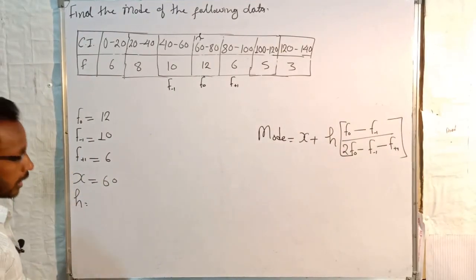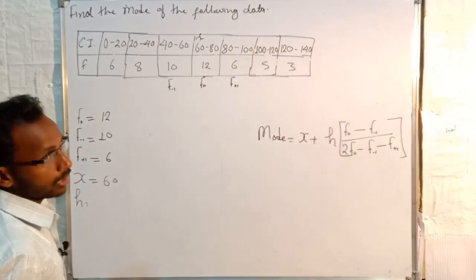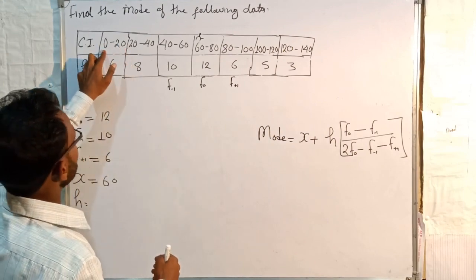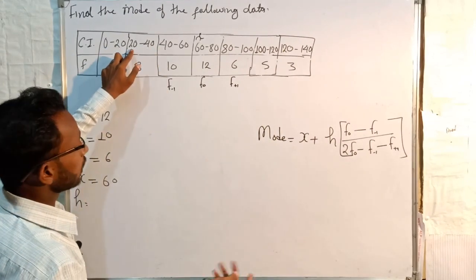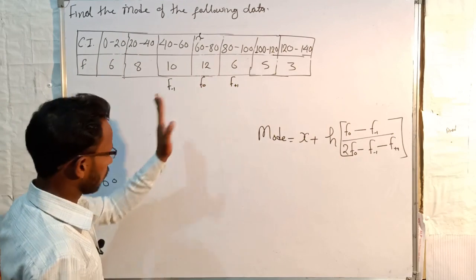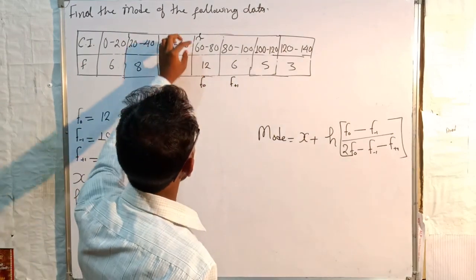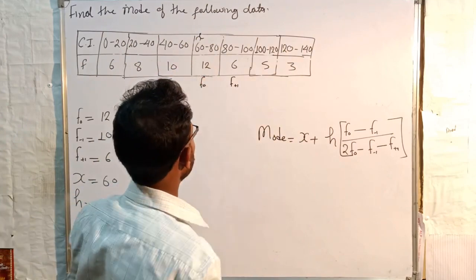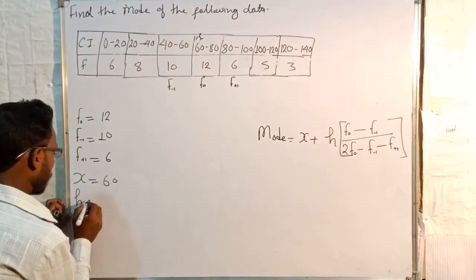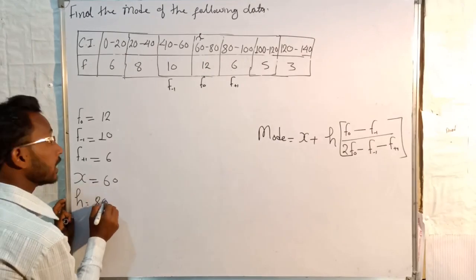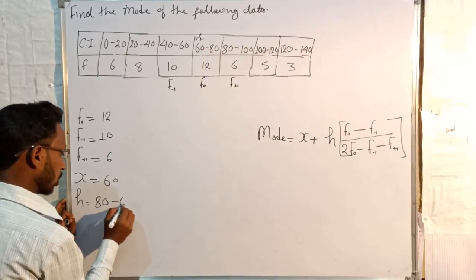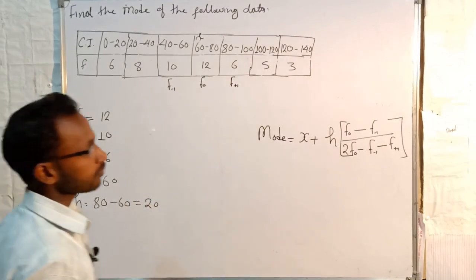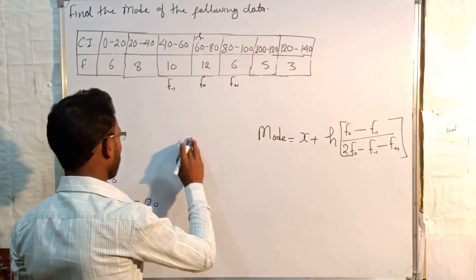For h, you can subtract the lower limit from the upper limit of any class interval. Here 20 minus 0 you will get 20, 40 minus 20 you will get 20. You will remember that you subtract the lower limit from the upper limit of the class corresponding to the maximum frequency. That means the class length is 80 minus 60, and you will get 20. Now apply the formula for the mode.